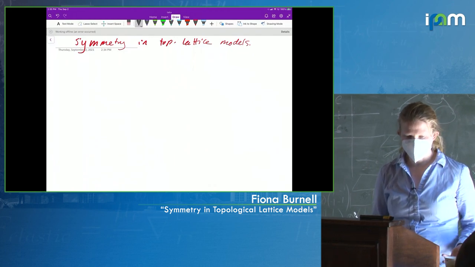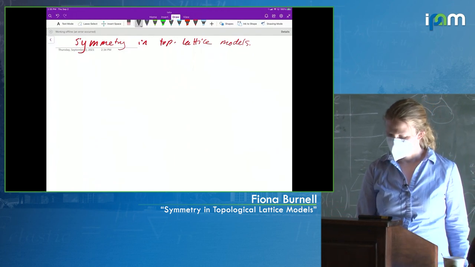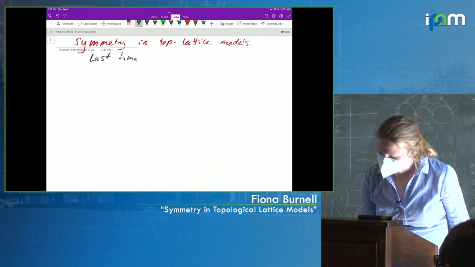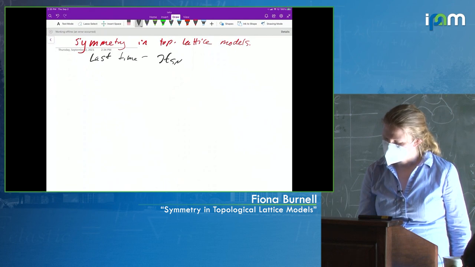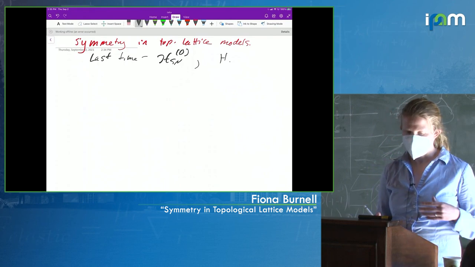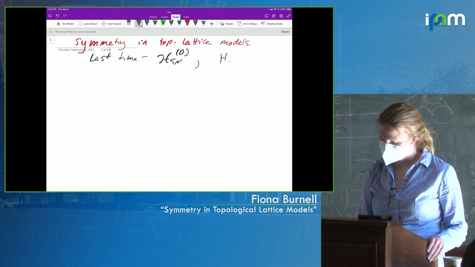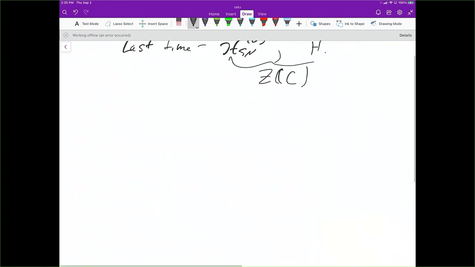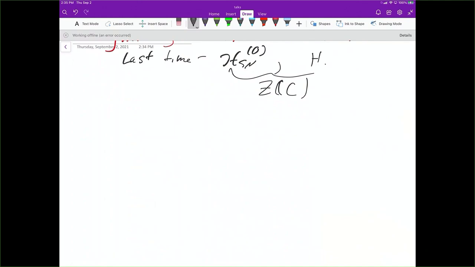Last time we talked about the string net ground space, we talked about the Hamiltonians, and we talked about how to get from an input fusion category, which we'll call C, to its Drinfeld center. And so today I would like to talk about two things. The theme of today's lecture is adding symmetry.